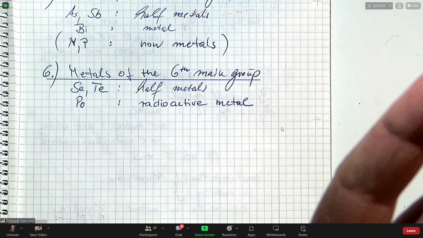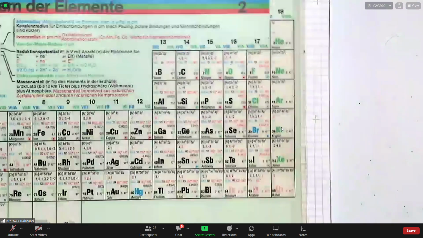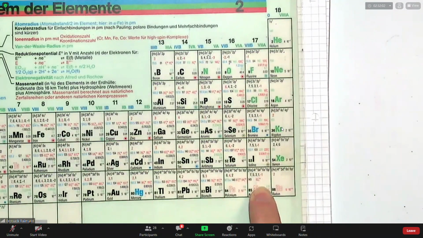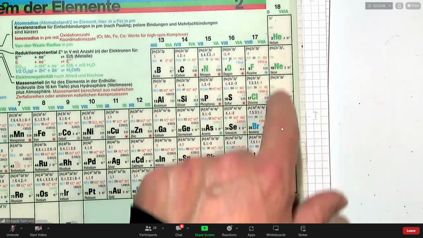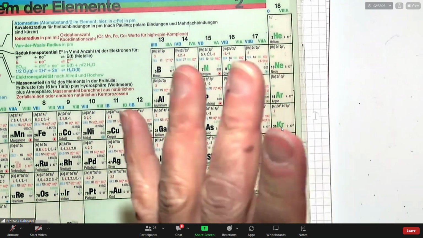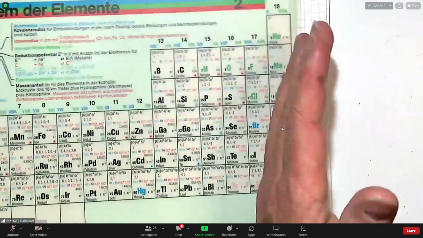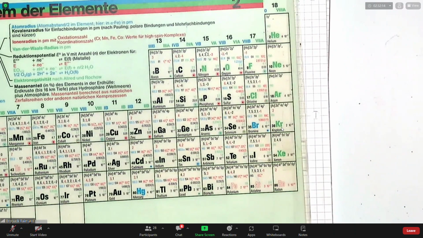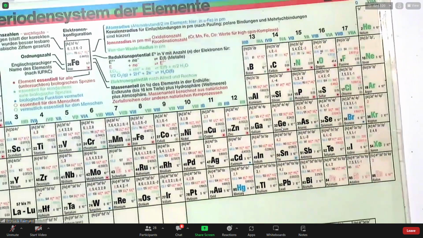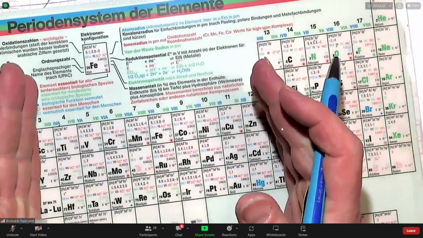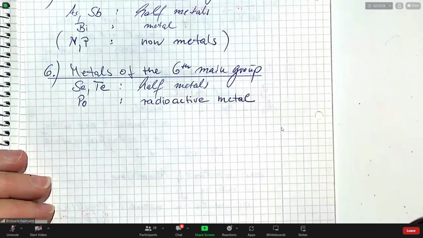So now we talked about the metals. In the seventh group, we don't have any metals anymore. Here, halogens and noble gases. So no metals anymore, so we don't have to talk about metals in those two groups. But we did not talk about the biggest group of metals, the transition metals. So this is the last point in here, the transition metals.